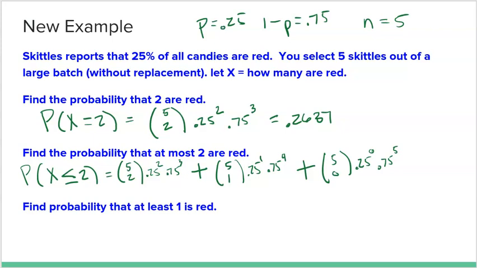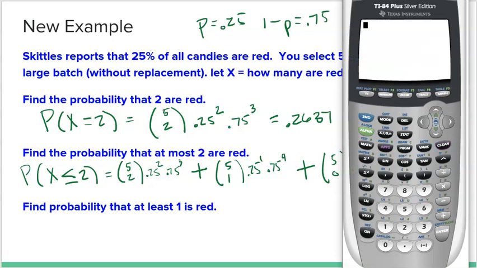Now, I am going to use CDF to get this answer a lot faster. Second Vars. Remember, CDF is built to find the number you type in or less. So 5 Skittles, 0.25 is the probability of getting a red successful Skittle, and I'm going to type in a 2. Because I'm doing a CDF, not only is it going to do 2, it's also going to do 1, also going to do 0, and it's going to add them all together for me. So it's going to make my job a lot faster, 0.8965.